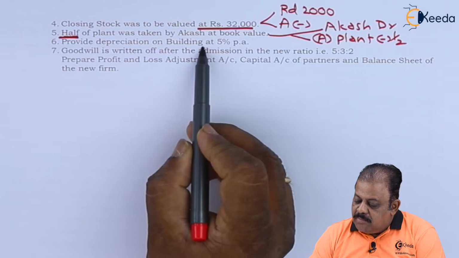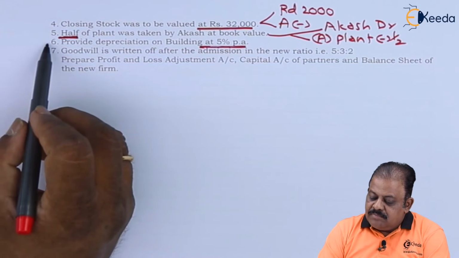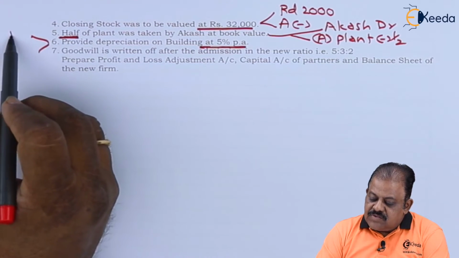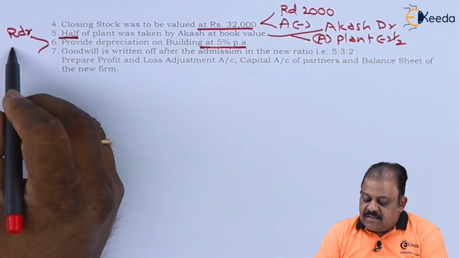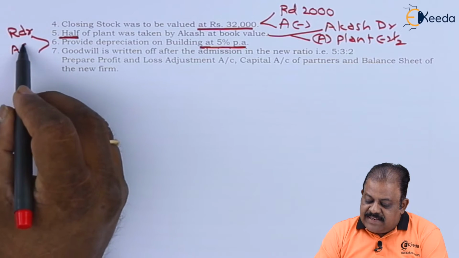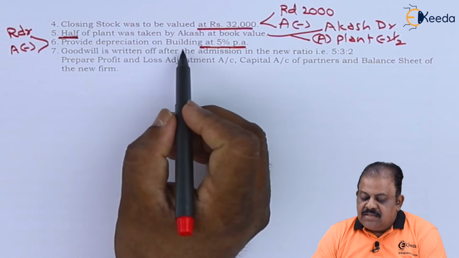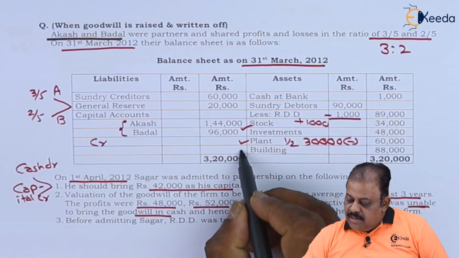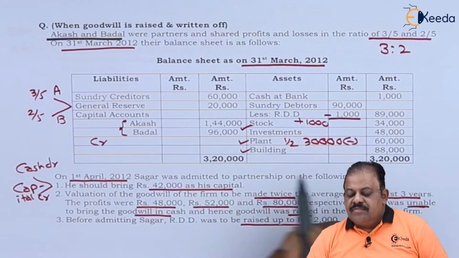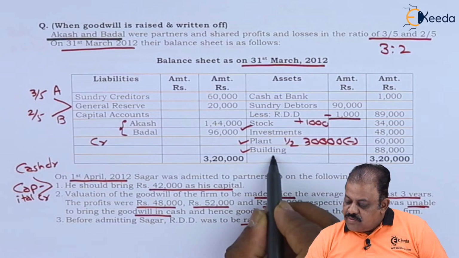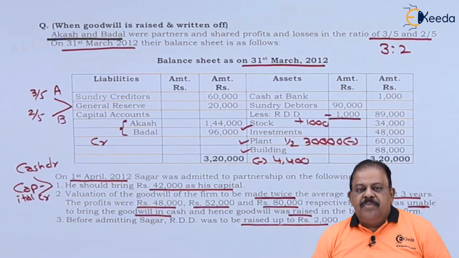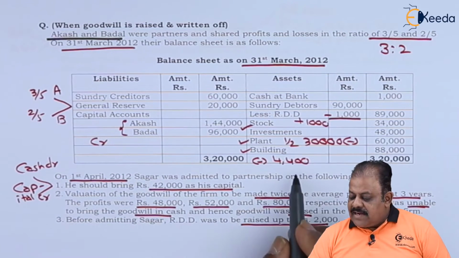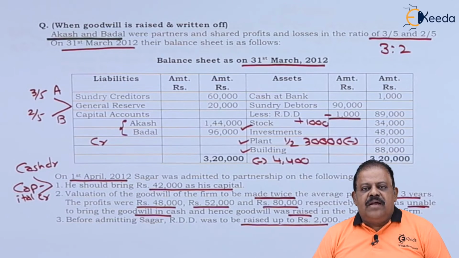Provide depreciation on building at 5% per annum. This will have one effect, revaluation account debit. Second effect, less from the asset on the asset side, that is less from building. Building here we have 88,000. 5% means 4,400 is depreciation. This will be reduced from building. Second effect, revaluation account debit.